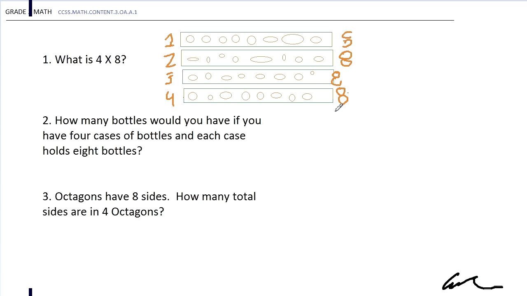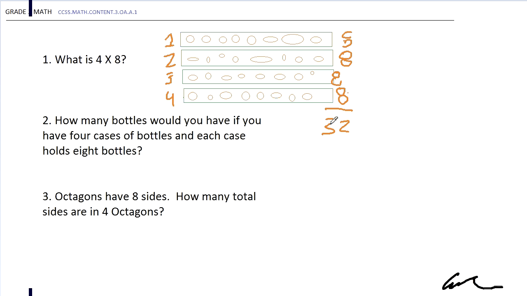One thing we can do is we can say, well, 8 plus 8 equals 8 plus 2 plus 6, or 16. 16 plus 8 is 24, and 24 plus 8 is 32. I can simply know that 4 times 8 equals 32, or I can add them.